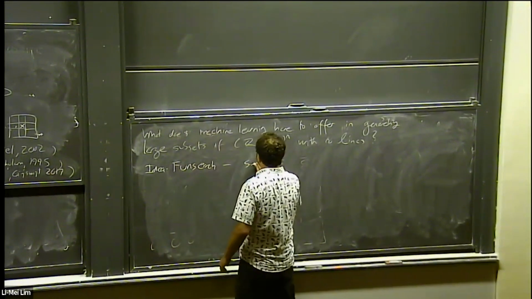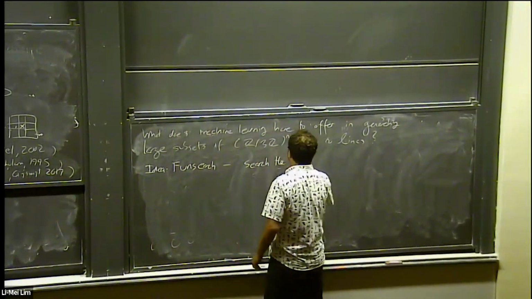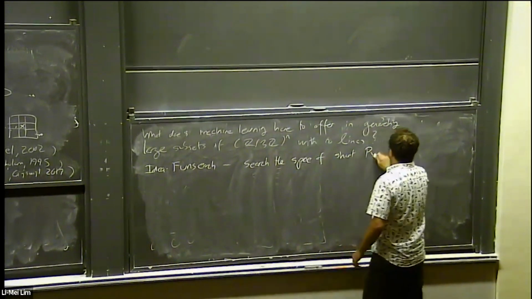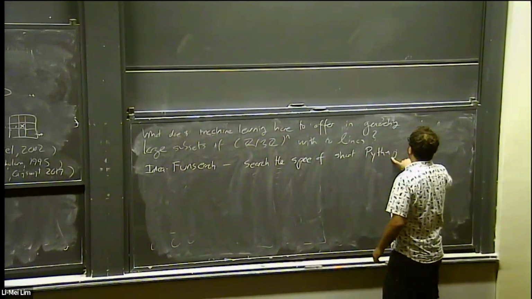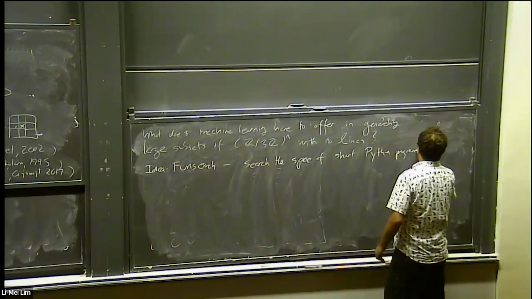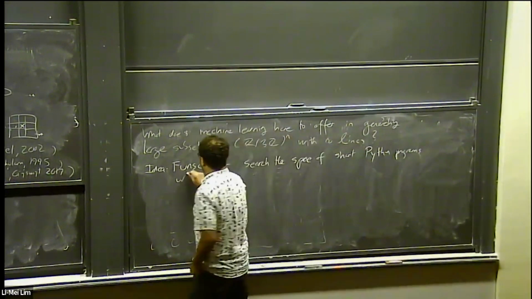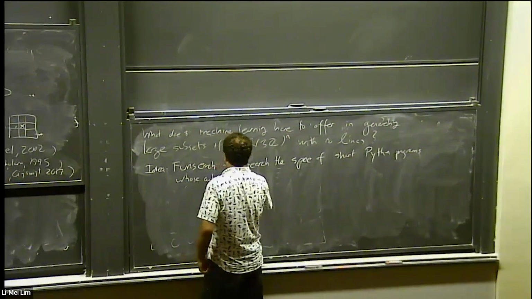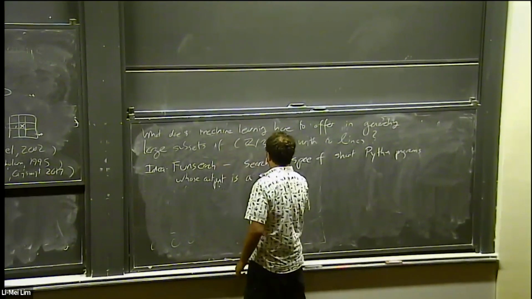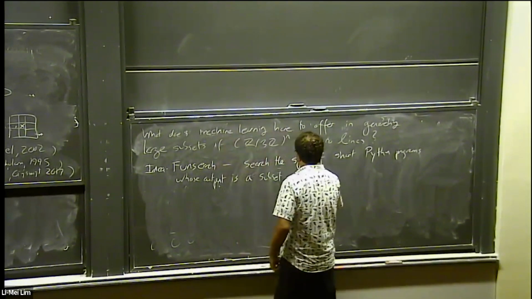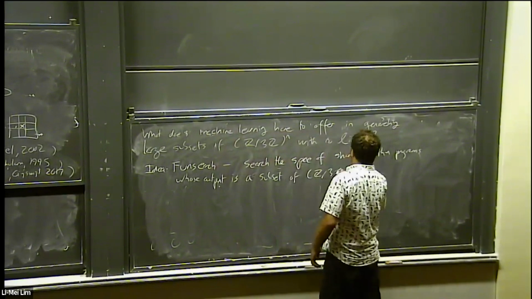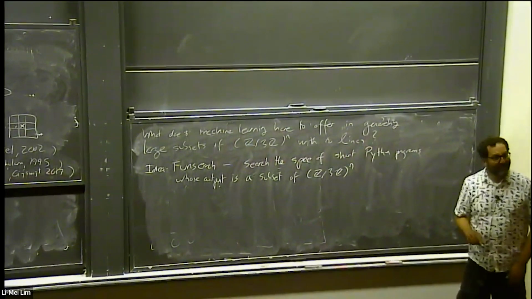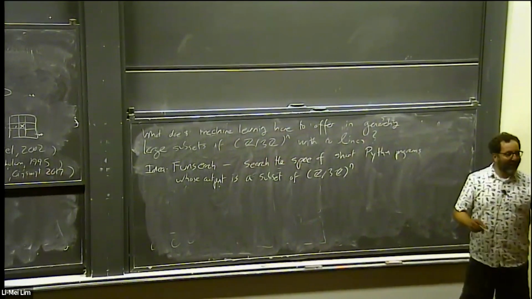And the idea is to search the space of short Python programs whose output is a subset of (Z mod 3Z)^n. This is kind of a weird thing to do, right? Where would you get such a program?